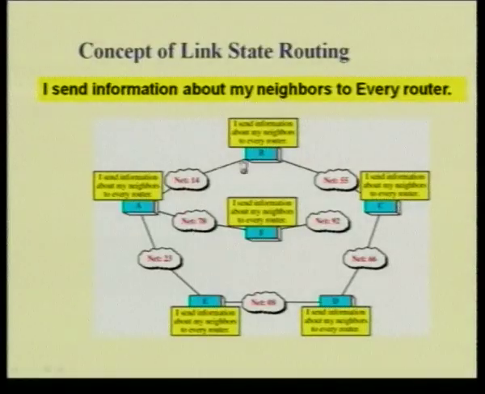So if I have many different nodes here, A, B, C and so on, what happens in link state routing is that every node sends information about its neighbors to every router. So A would say that it is connected to B, F and E with a particular cost, and this information would be sent to all the other routers. Similarly, every router would look at which neighbors it is connected to and send that information to all the other routers.